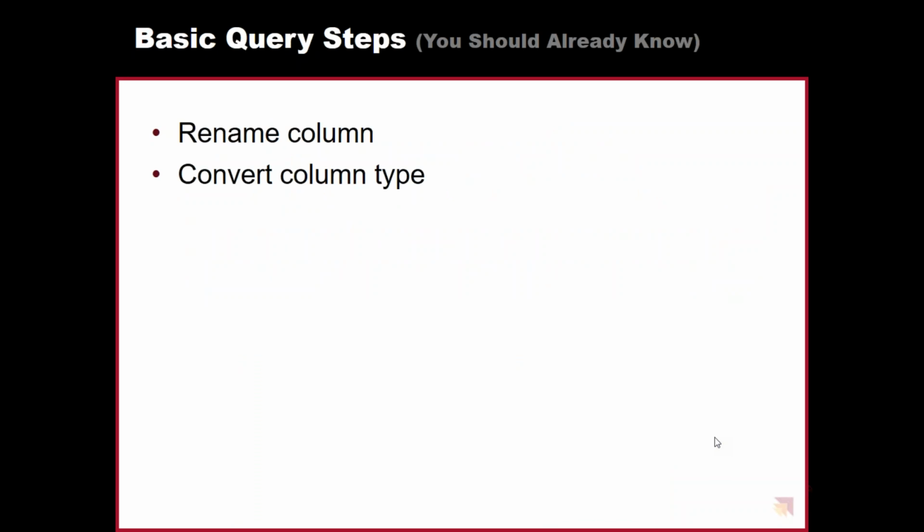Now, here are some of the query steps that you're probably already familiar with: renaming columns, converting column types, which gets to be a very big thing. As you create your query and you pull data from wherever it lives and you drop it into your data set, by the time it's in the data set, you really shouldn't be able to tell where the data has come from.